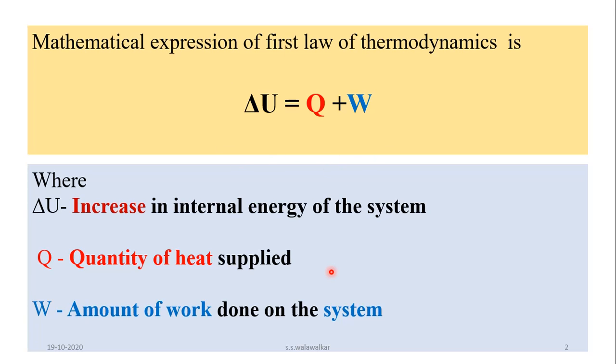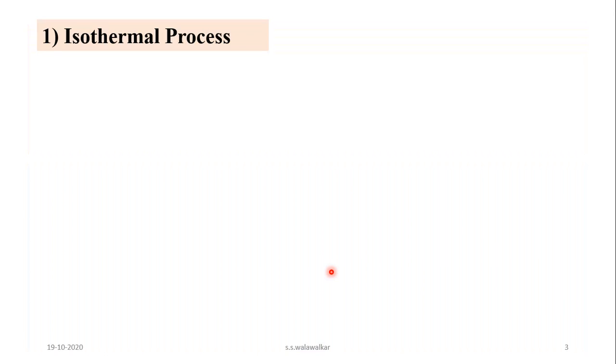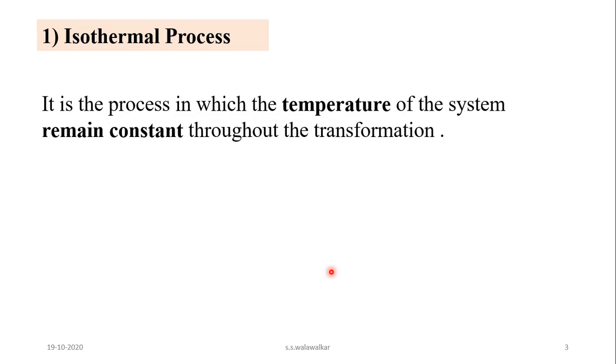Now we will apply this to different types of processes. First, the isothermal process. Iso means same, thermal means concerned with temperature. A process in which the temperature of the system remains constant throughout the transformation is called an isothermal process. We have studied the isothermal process in detail in previous videos on processes.